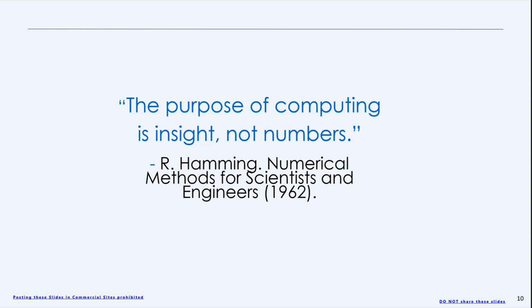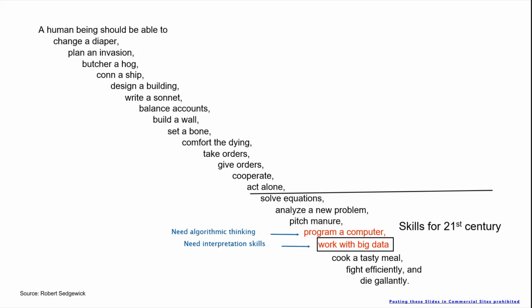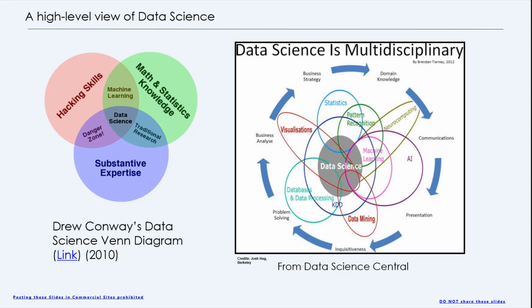So, R. Hamming, many years ago, in '62, said that the purpose of computing is insights, not numbers. We get numbers from data, but we have to generate insights from those numbers. So, right now, the skills for the 21st century involve that every human needs to understand how to work with big data or program a computer, regardless of whether you're a computer science major or not.